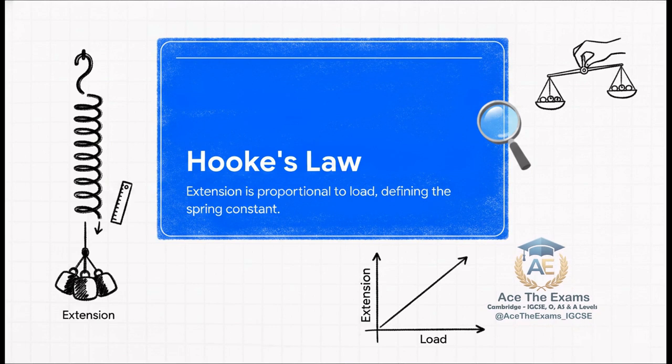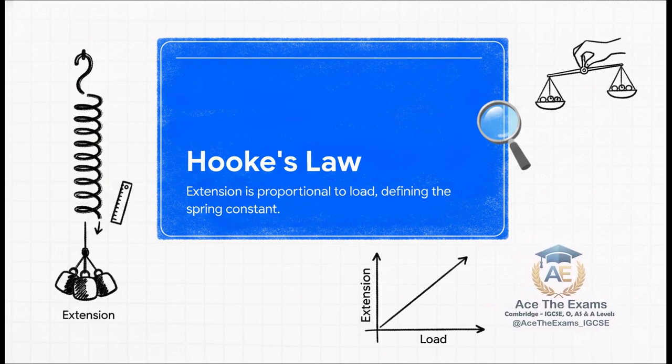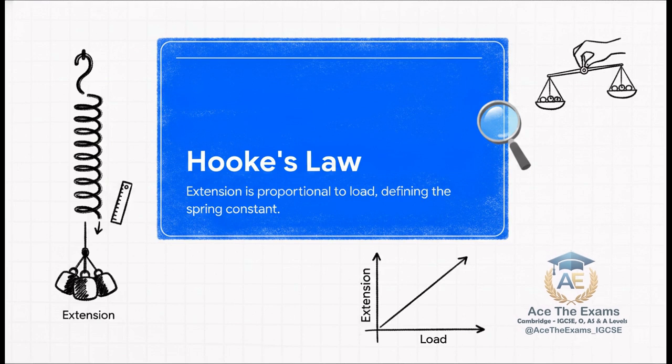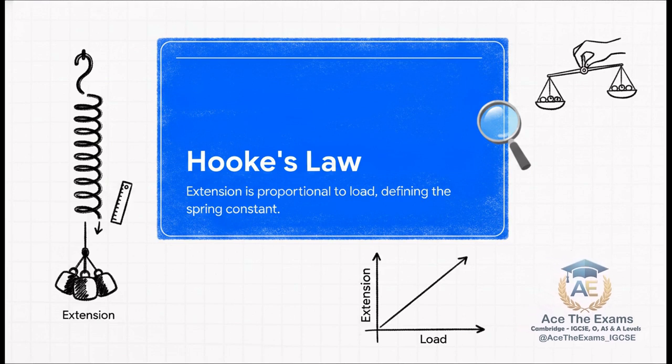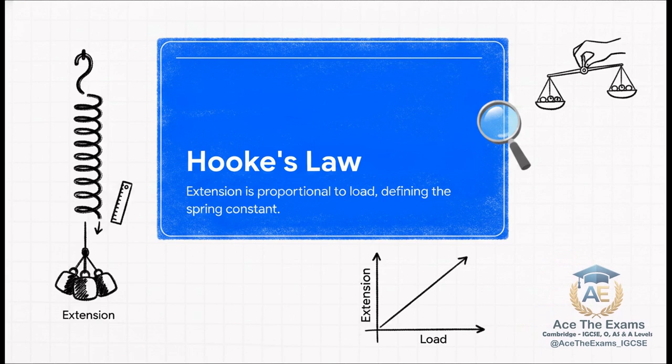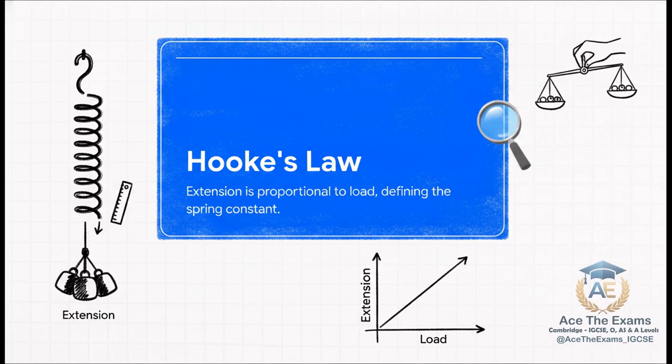Next, the evidence. You have to correctly identify your variables from the apparatus they show you. Your independent variable is the load, the actual weight you're adding. Your dependent variable is the extension. And remember, extension is not just the new length of the spring. You have to physically subtract the original length. That's a massive trap people fall into.